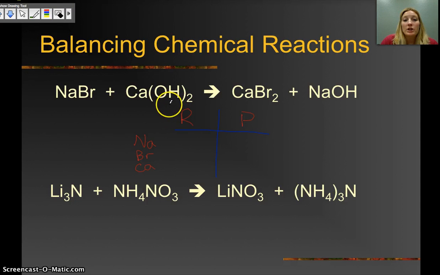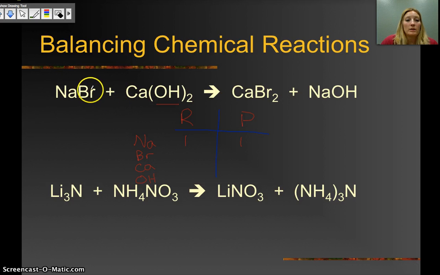But if you think back to your polyatomics, this is known as hydroxide. Because it's hydroxide here, it stays together as hydroxide on this side. A lot of the time it's easiest just to keep polyatomics together. If they stay together across the reaction, just keep them together and balance them as one. So those are all the things that we have to balance. If we look at how many Na we have, on our reactant side we have 1, and on our product side we have 1.